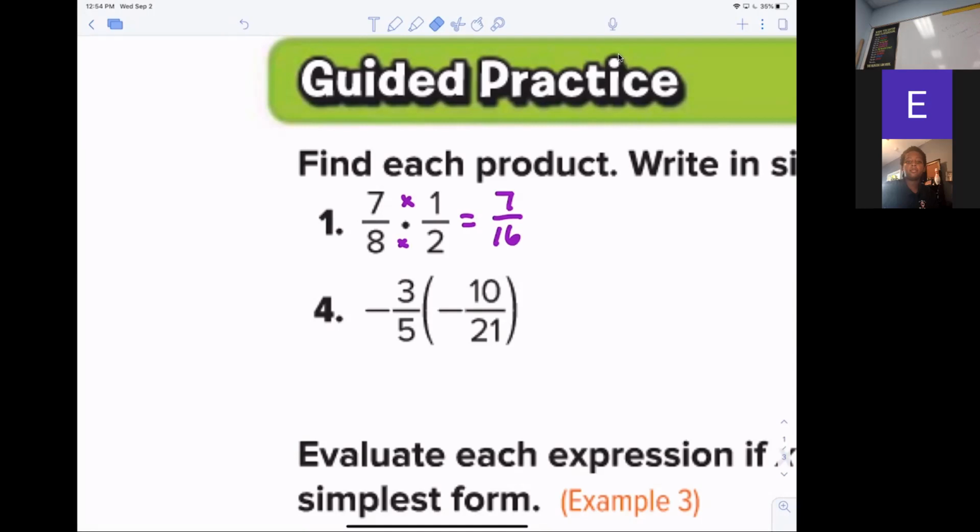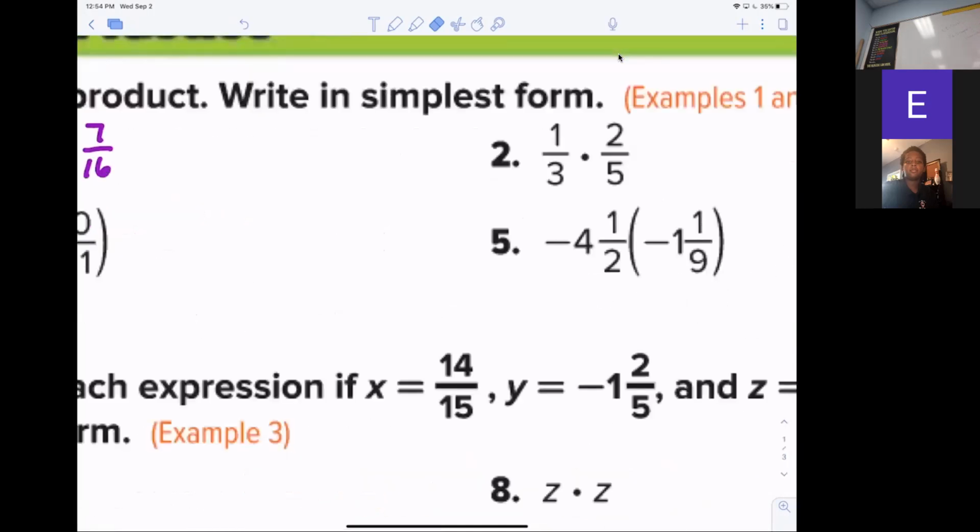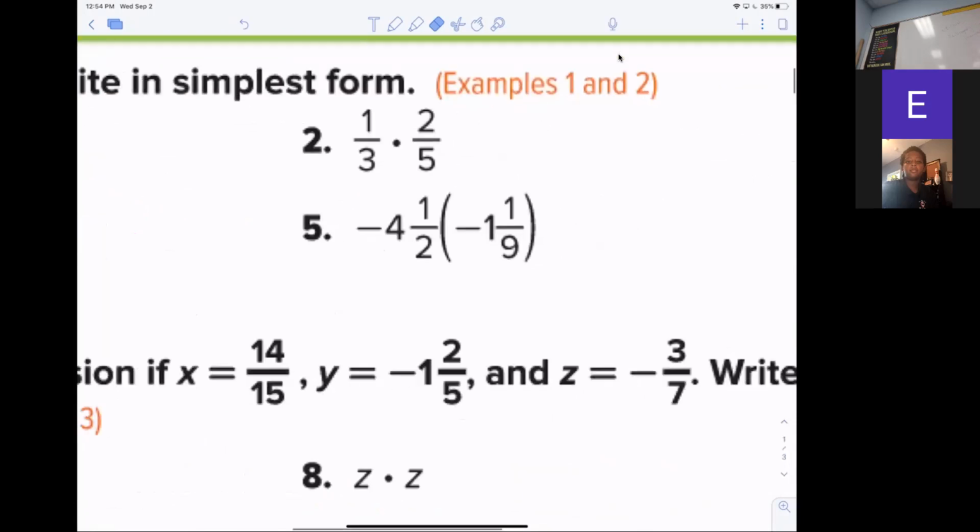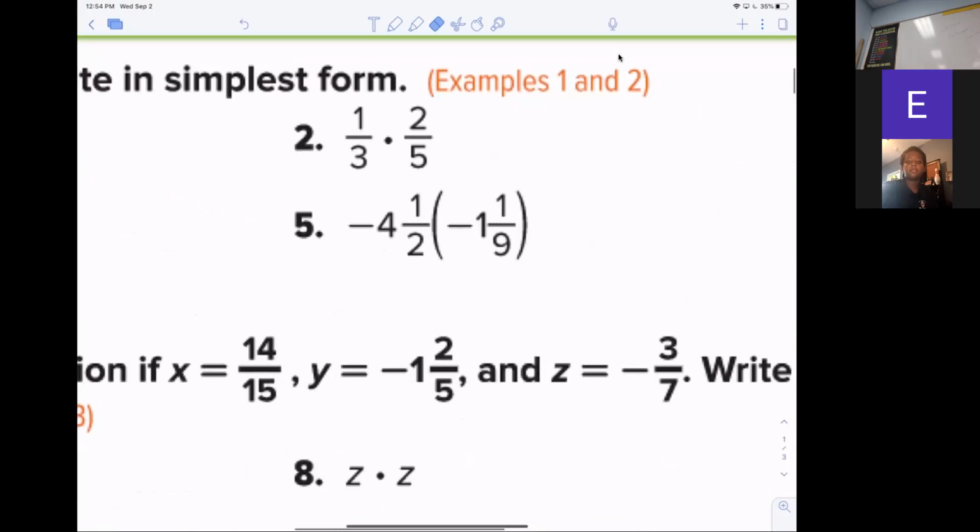All right. Here we go. Let's go. Number 2 now. Does anything simplify on number 2, guys? No, right? So we're just going to go straight across again, and that's just what? 2 over 15.